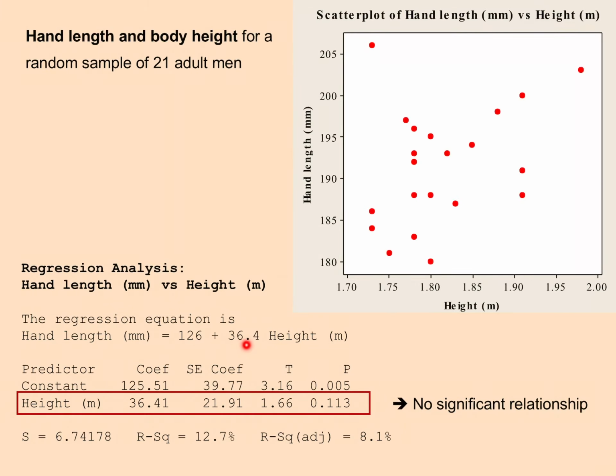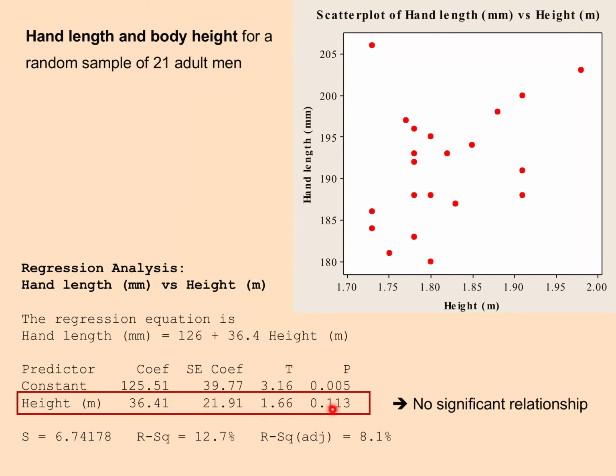Here's our equation. Hand length in millimeters equals 126 plus 36.4 times height. Again, this is our y-intercept. This is our slope. That's our x variable, height. Now take a look at our second line here. This is the slope line. So we have our slope of 36.41. We have a standard error of the slope of 21.91. That's a measure of how much spread we have. We divide our slope by the standard error of the slope.